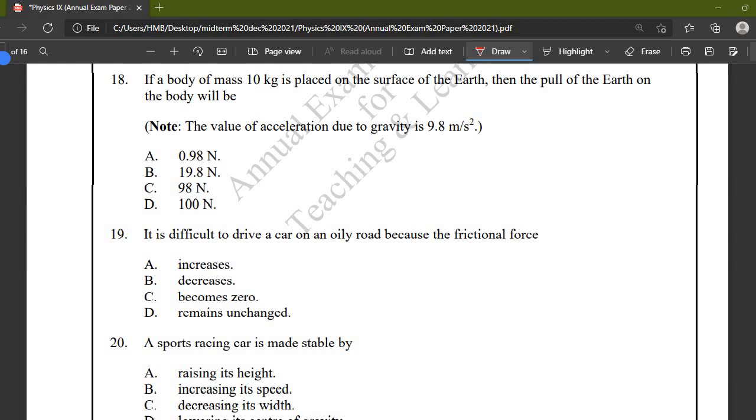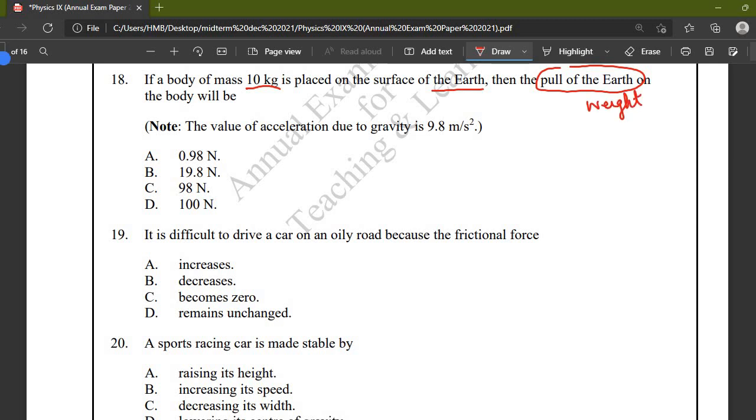Let's see now question number 18. If a body of mass 10 kilogram is placed on the surface of Earth, then the pull of Earth on the body will be? So the pull of Earth on every body is known as the weight of that body. So gravitational acceleration is 9.8, that is g, and we have to find the weight. So weight equals mg. Mass is 10 and gravity is 9.8. So 10 into 9.8 will become 98 newtons. So the correct answer for this question number 18 is option C.